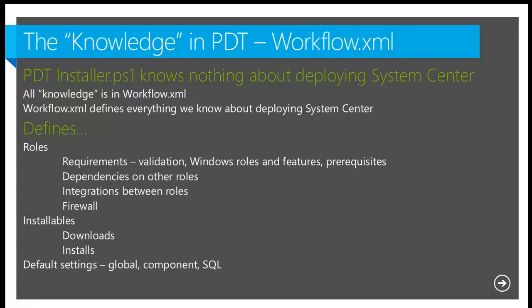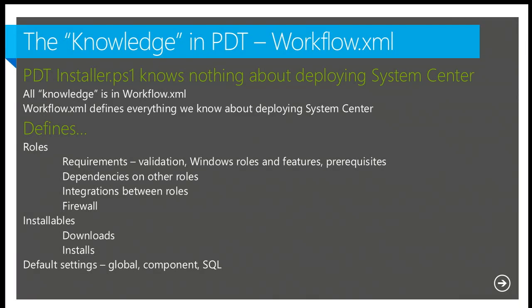Orchestrator is actually the other example. The Orchestrator management server, by default, doesn't set a firewall rule to allow the runbook designer to connect to it, and so PDT knows how to set those. It defines all of the installables. What on earth is an installable? An installable is one of those 56 pieces of media that we download. Each installable is potentially downloaded and has a number of installs within it. So in Orchestrator, you can install the management server, a runbook server, the web component server. Those are all separate installs from the Orchestrator installable.